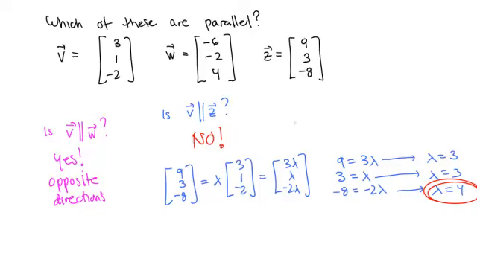Lastly, is w parallel to z? Well, you could check it out, but the answer is going to be no, because I know that w and v are already parallel. And since z doesn't point in the same direction as v, it can't point in the same direction or the opposite direction as w.